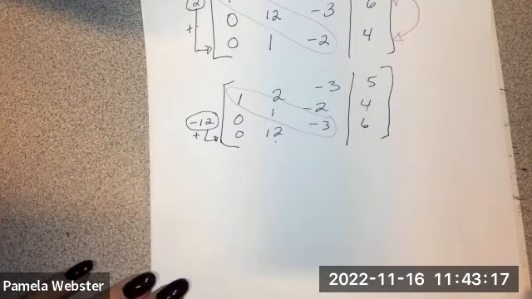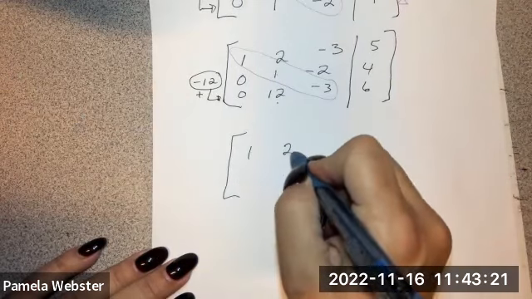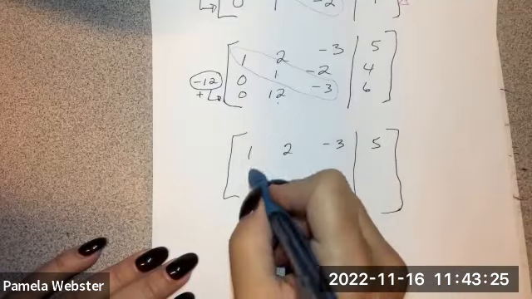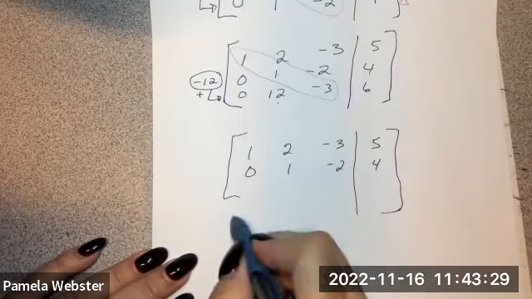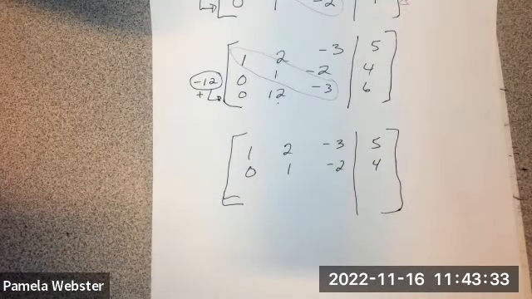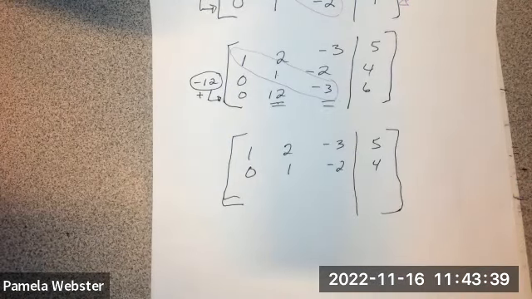So leave row 1 alone: 1, 2, -3, 5. Leave row 2 alone, we're not changing it: 0, 1, -2, and 4. But we're going to work off of row 2 to get stuff to happen to row 3, because that's where I still need this to be a 0 and this to be a 1. That's where I am.